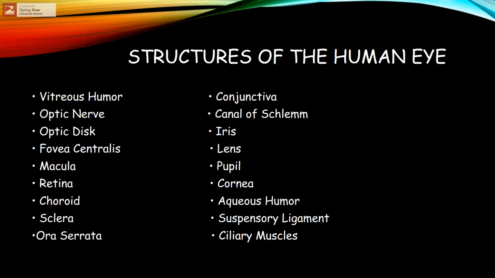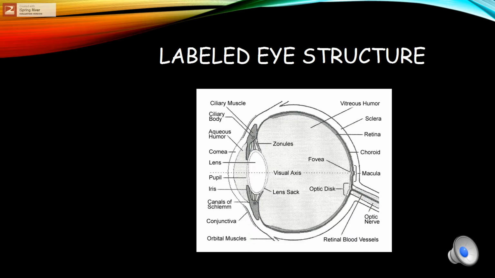Structures of the human eye: vitreous humor, optic nerve, optic disc or blind spot, fovea centralis, macula, retina, choroid, sclera, ora serrata, conjunctiva, canal of Schlemm, iris, lens, pupil, cornea, aqueous humor, suspensory ligament, and ciliary muscles. This is a diagram of a labeled eye structure.